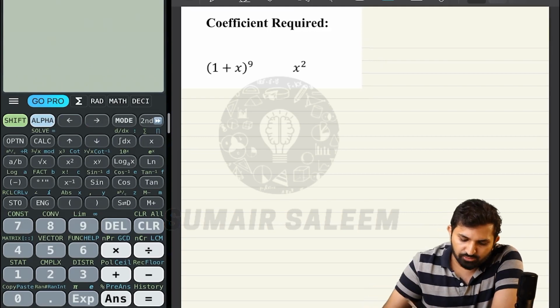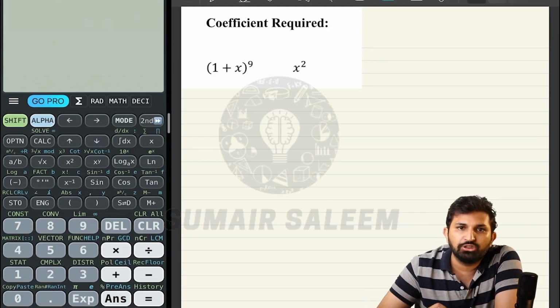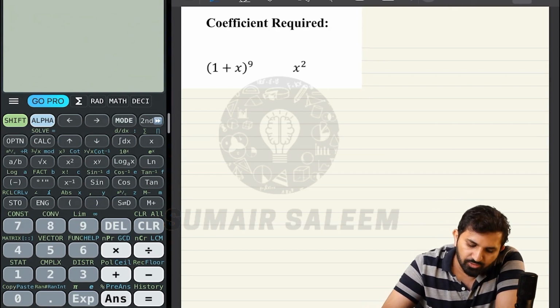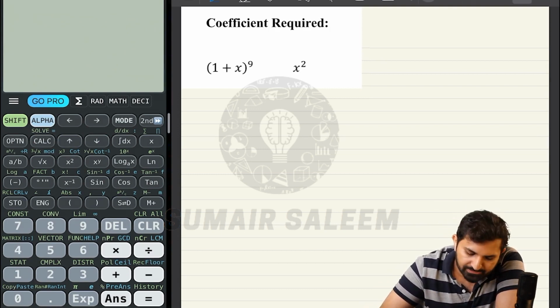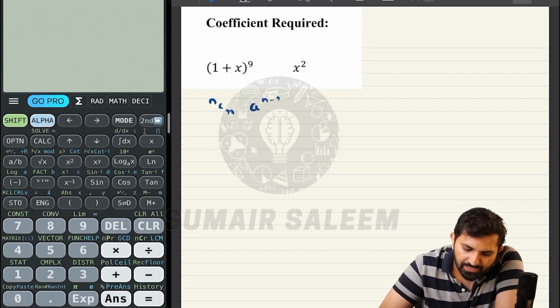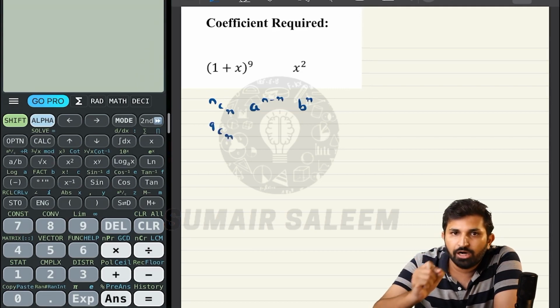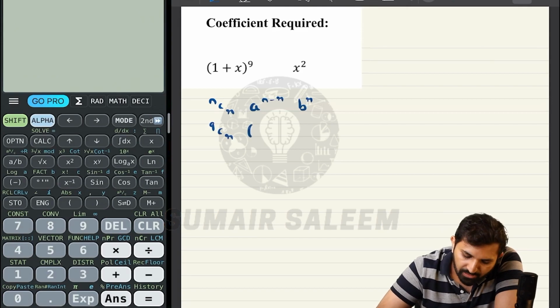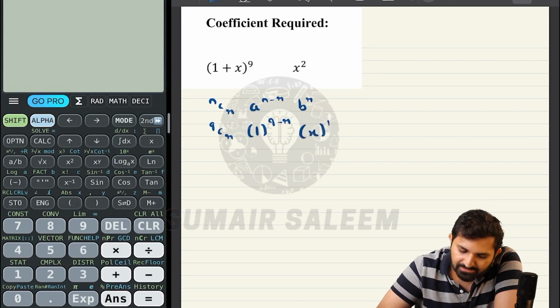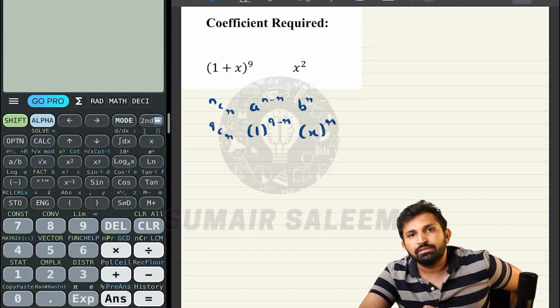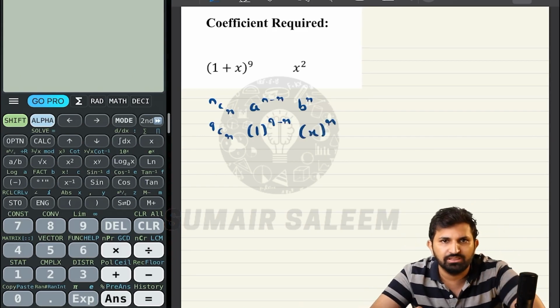So guys, here's the question and I need to find the coefficient of x square. In such situations, आप हमेशा लिख देते हो गाइस, मैं आपको फॉर्मूला रिकॉल कराता हूँ, nCr a^(n-r) b^r. So you're going to write 9Cr, let r be r only. What's the first term? 1, 9 minus r. And what's the second term guys? x power r.